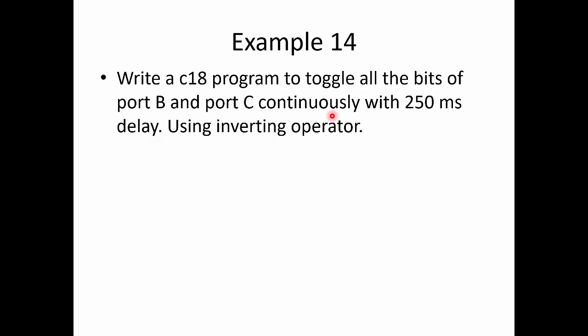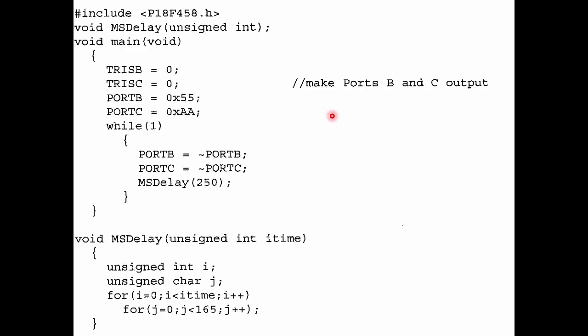But here, in the same program, we are feeding an inverting operation, because in port C and port D we are just sending the value 0x55, and after 250 milliseconds we are sending 0xAA. That is the previous case. Now we have to use the inverting operator. Instead of writing the value 0xAA, we just apply PORTB equal to invert PORTB, then automatically the values get toggled. That is the advantage of using a logical operation.